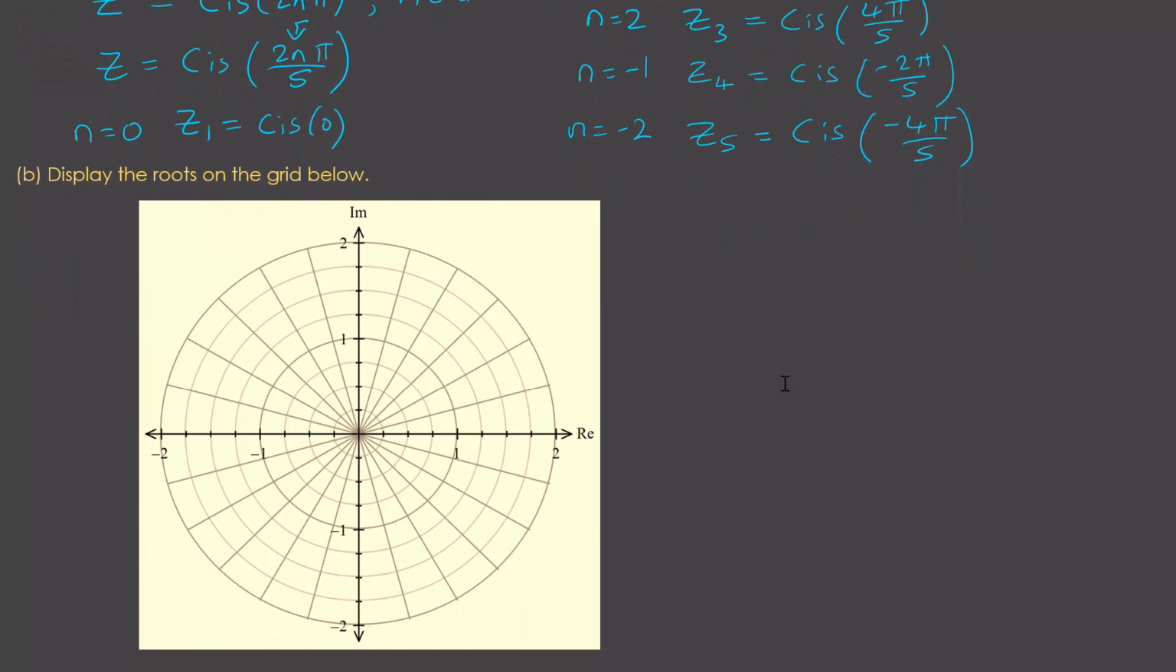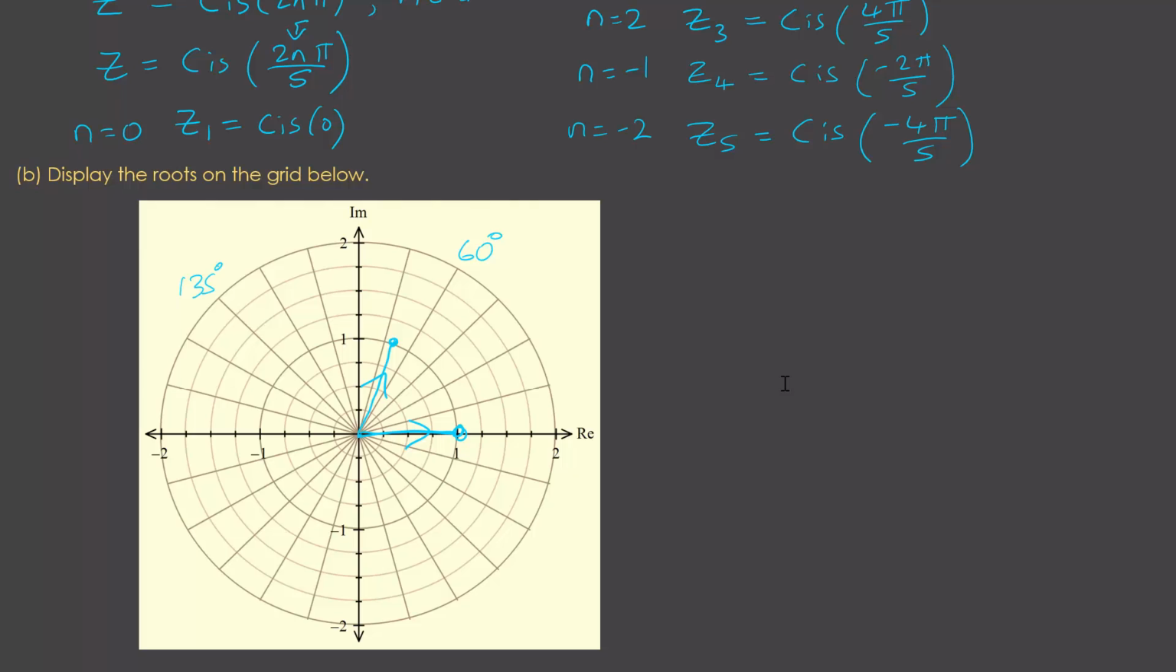Now we want to put them on the grid below, and note that each one of these rays is about 15 degrees. That means 60 degrees is about here. 135 degrees is around there. So cis 0 obviously goes just here. Now I said that 2 pi by 5 was about 72 degrees, and so that is going to be about there.